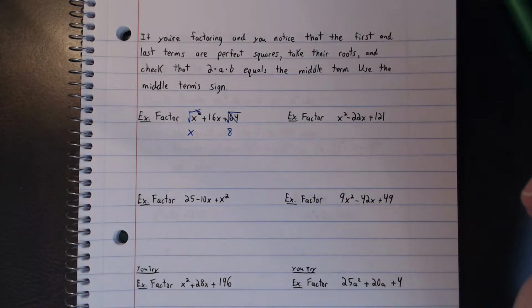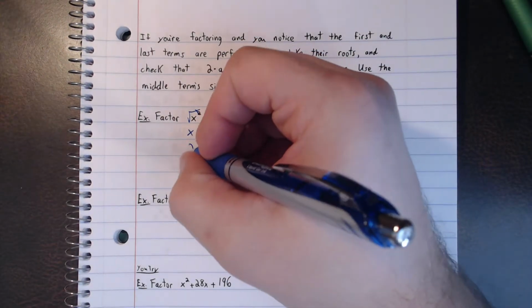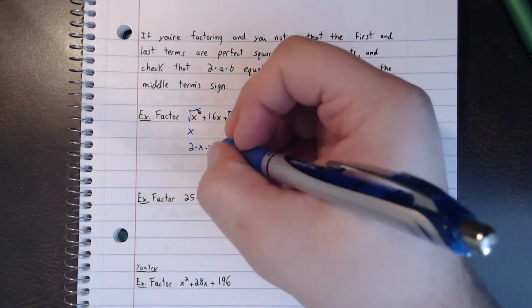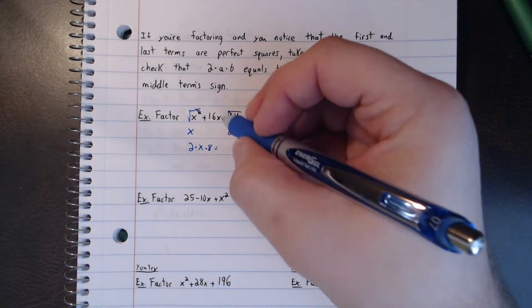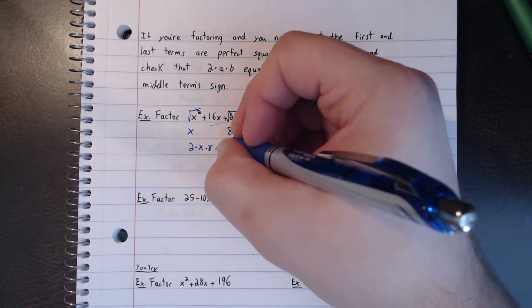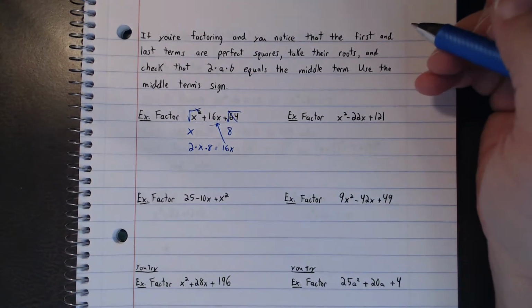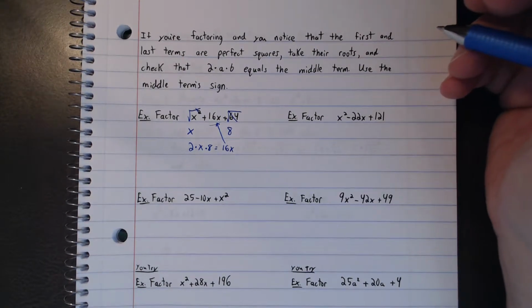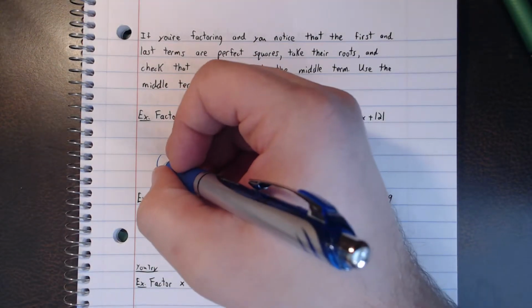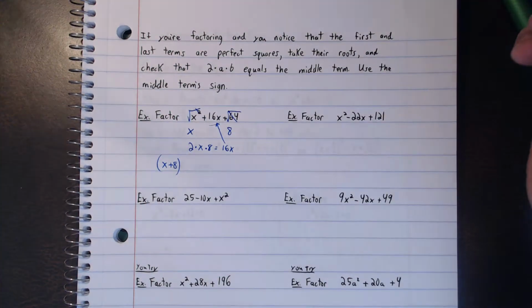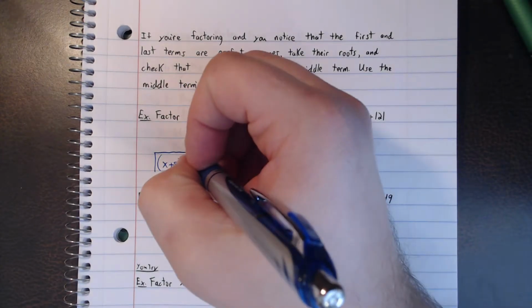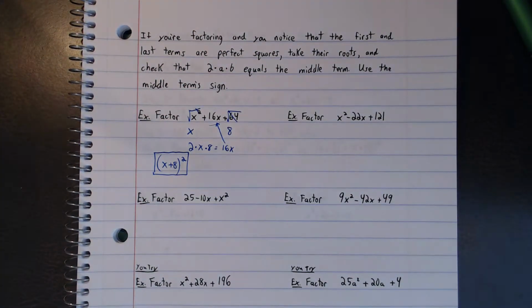Okay. What I need to check is that if we do 2 times the a term, which we had x, times the b term, which is 8, do we get this number back? So 2 times 8 is 16 times x is 16x. That matches right here. So these actually happen to be the pieces that we're looking for, the x and the 8. How we're going to write that down is x plus 8 inside the parentheses, and we know it's going to be to the second power because it's a perfect square trinomial. So that's how we're going to write down our factored answer.